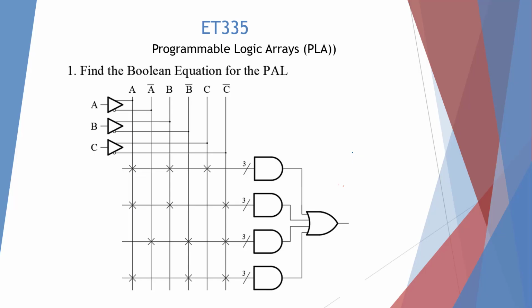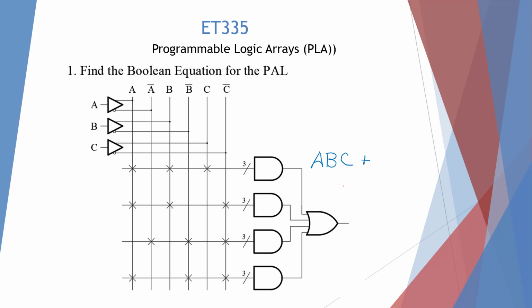Okay, so let's solve for the Boolean equation for this PLA. And we'll start. We're going to have A and we're going to have a B and their multiplication. And we have a C. And we're going to have a plus since it's going into the OR gate.